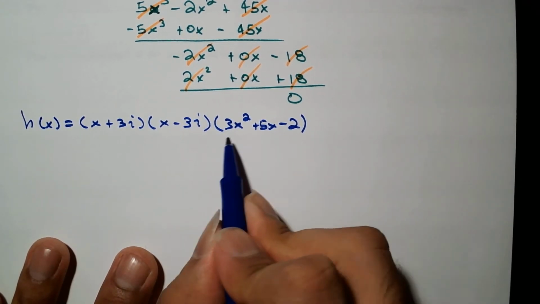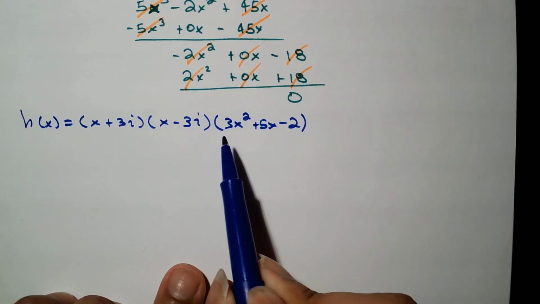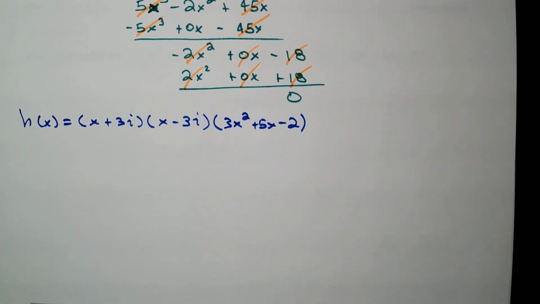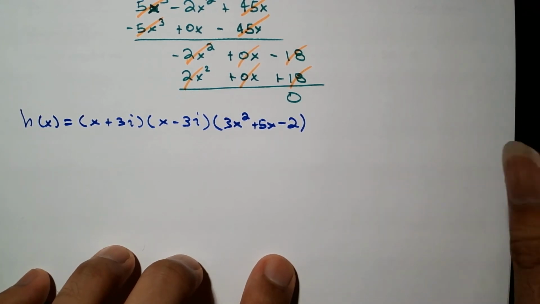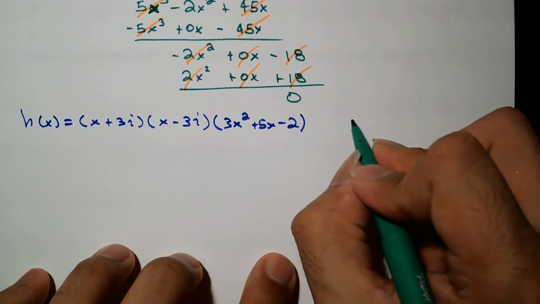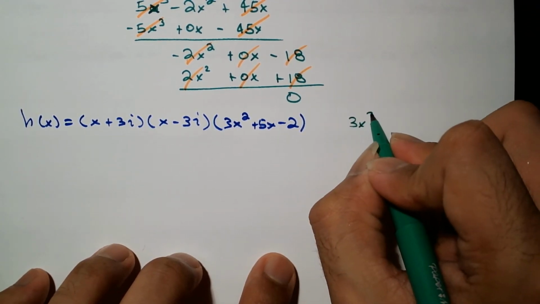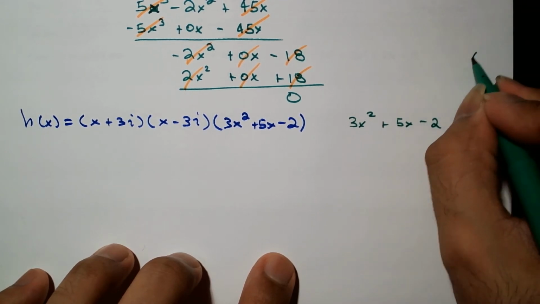So what we could do with this trinomial is factor. In this case, the leading coefficient is different than 1, so I'm going to use this diamond method to factor these guys. I'm going to use a different color here: 3x squared plus 5x minus 2.